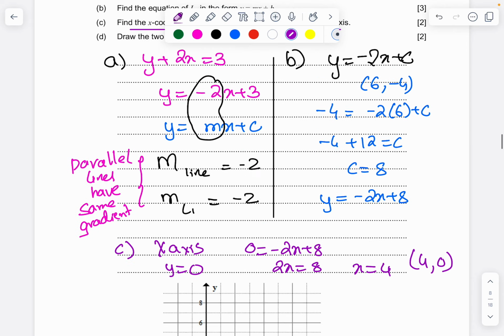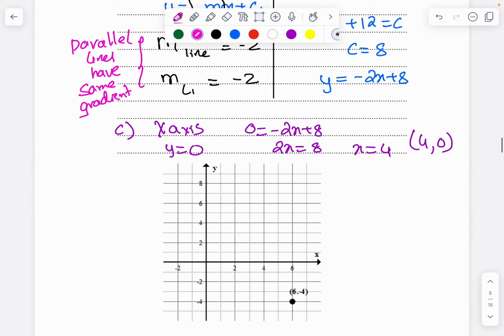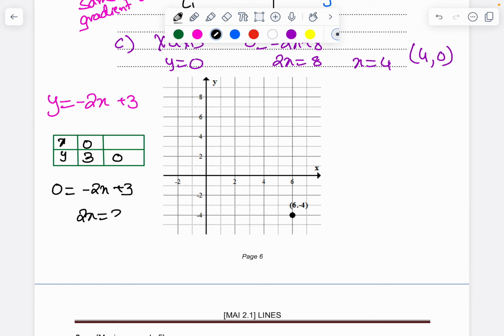For the first line, what is the first line? y equals negative 2x plus 3. In order to draw a straight line, we need a minimum of just 2 points. How do we find the 2 points? Make x 0, then y 0. If x is 0, y is 3. If y is 0, x becomes 3 by 2.